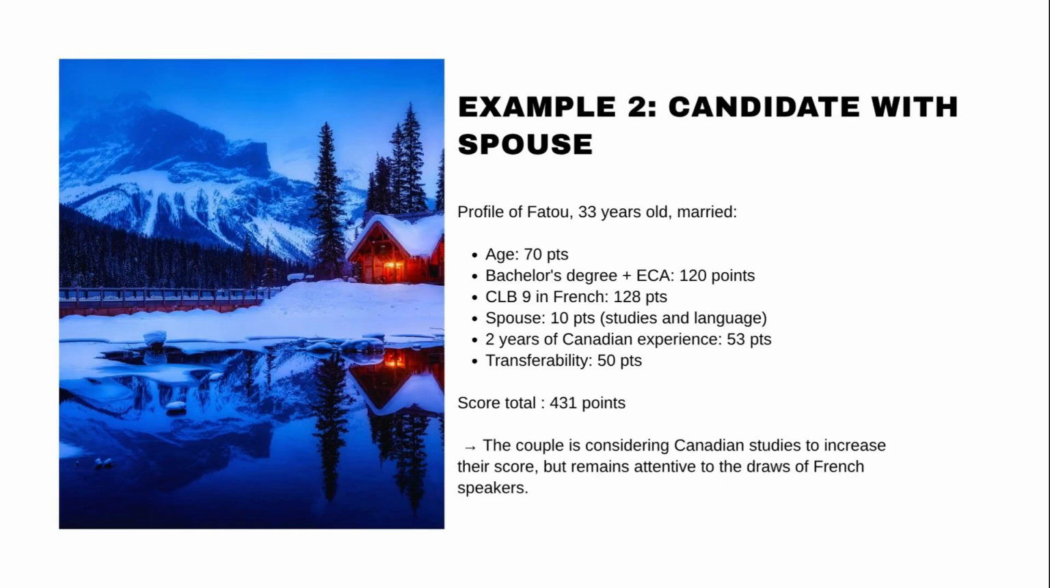Meet Fatou, 33, married. She has a bachelor's degree with ECA, a CLB 9 in French, 2 years of Canadian experience, and her spouse brings 10 points. Total: 431 points. This score is below the average threshold for general draws. Fatou has two options. Either continue her studies in Canada to earn a Canadian degree and unlock a bonus, or aim for a provincial designation, which would boost her score to over 1,000 points. This shows the importance of the medium-term plan, especially for couples.